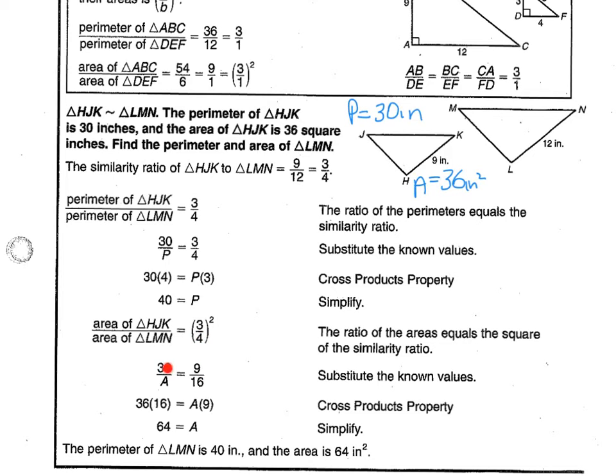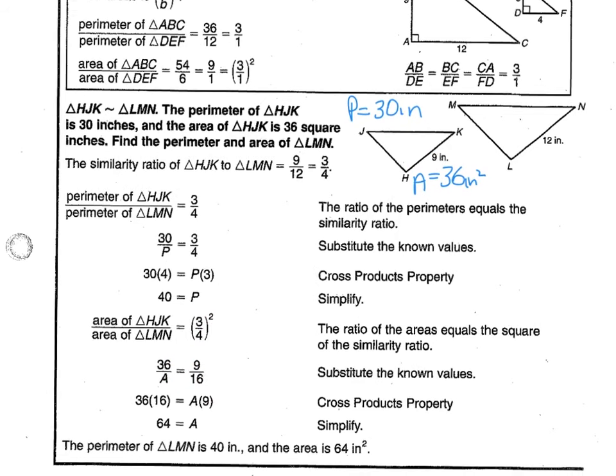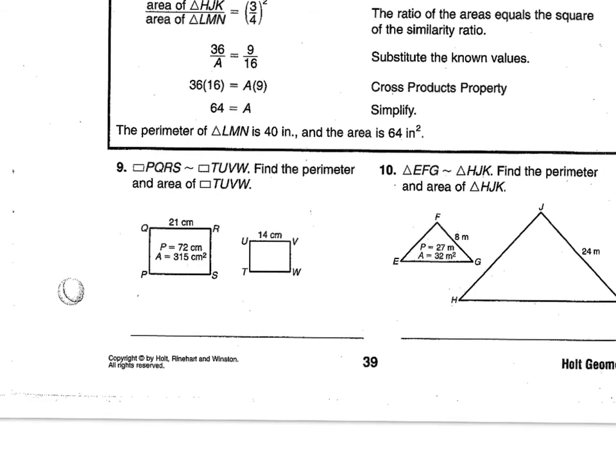So if we know that the area of the first one is 36, as you can see here, we don't know the area of the second one. But we know that the ratio should be 9 to 16. So when you cross multiply, the area is 64. So let's try the first problem, number 9.